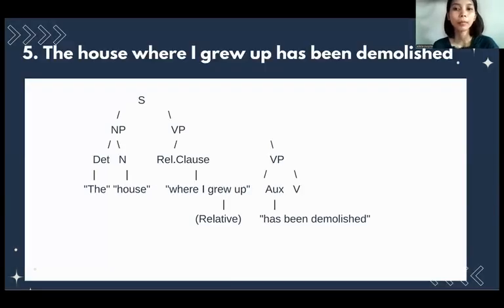Okay, the next is number 5. "The house where I grew up has been demolished." Here, "the" is a determiner, "house" is a noun, and "where I grew up" is a relative clause, and then "has been demolished" is an auxiliary and verb.